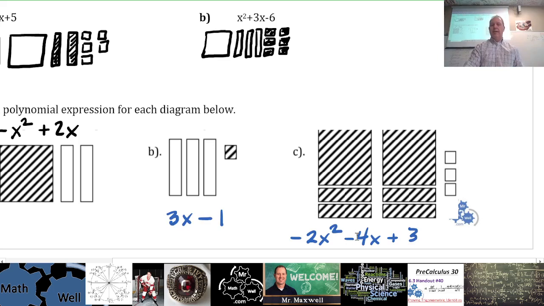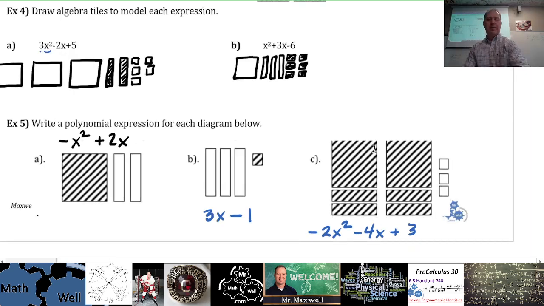All right, let's see. Do you agree with my assessment of B and C there? B, anybody get that for B? Positive 3x minus 1? Yes, okay. What about C? Did anybody get that? Negative 2x squared for the big squares minus 4x plus 3? Yeah? Awesome. Okay, good. All right.